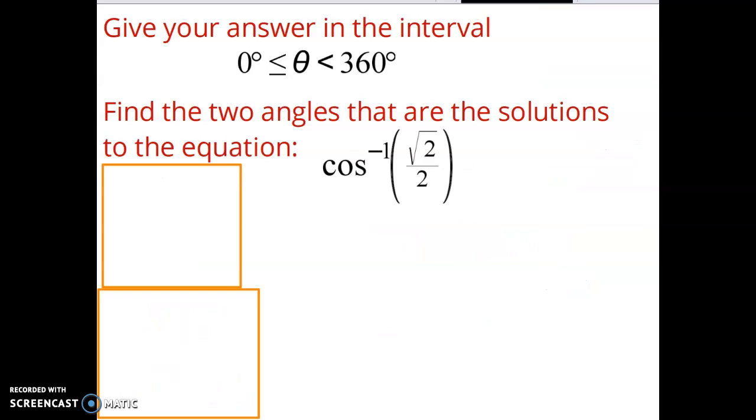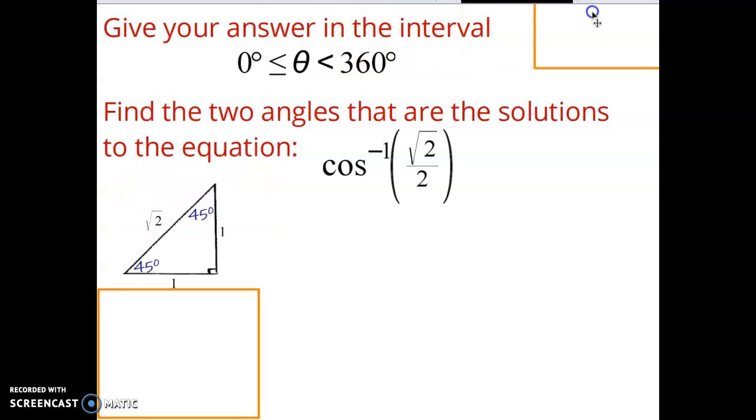All right, let's do this one. So first of all, I noticed that I've changed from radians to degrees. So we're going to think in degrees this time. See if you can figure out which angle has a cosine of square root of 2 over 2. And then see if you can figure out which two quadrants cosine is positive. And then write your two angles in degrees as your answer.